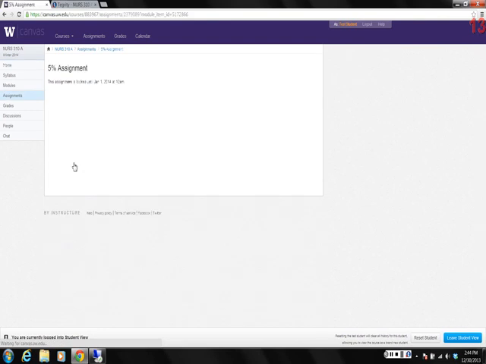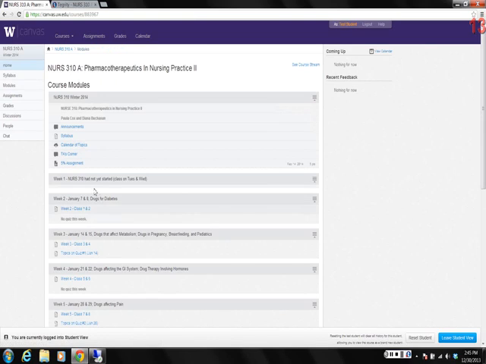Here is the 5% assignment. It says it's locked because I didn't open it until January 1st. I will go into a different view to show that to you in just a few minutes. So I numbered the weeks by the University of Washington course weeks. So week 1 we don't have a class because week 1 starts on a Thursday, and we don't meet until Tuesday. So no class on week 1.